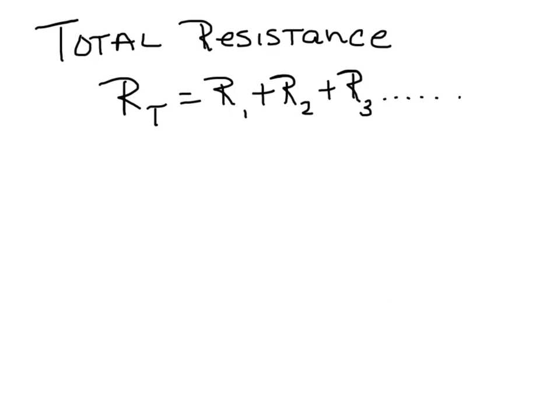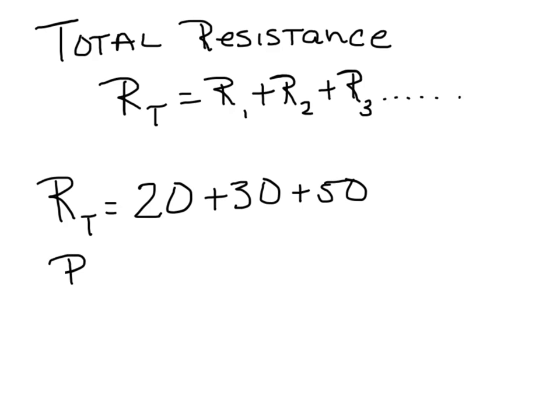To determine the total resistance in a series circuit, we have R sub T, or total resistance, equals R sub 1 plus R sub 2 plus R sub 3, and so forth, depending on the number of resistors in your circuit. So the first question is, what is the total resistance? So I am simply going to add the resistance of each resistor, 20 plus 30 plus 50. So my total resistance for this circuit is 100 ohms.